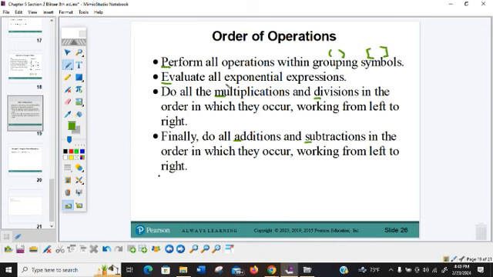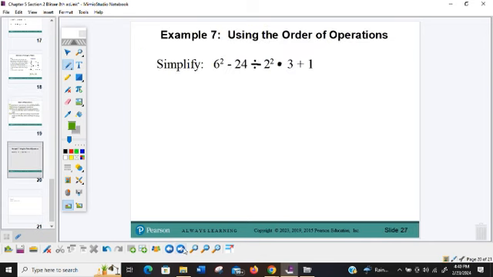E stands for exponents. That's second. Now third, let me put numbers here. So first, second, third is multiplication and division, and you just go from left to right. You don't do the multiplication and then go back and do the division. You do multiplication and division at the same time from left to right. And fourth, you're going to do addition and subtraction at the same time, and you're going to go from left to right. So let's try a couple.